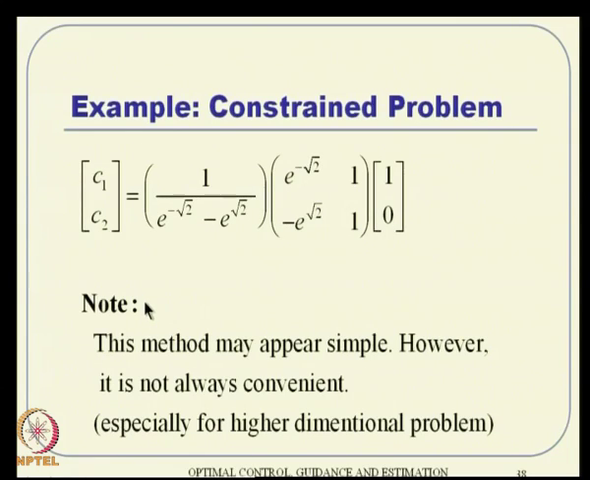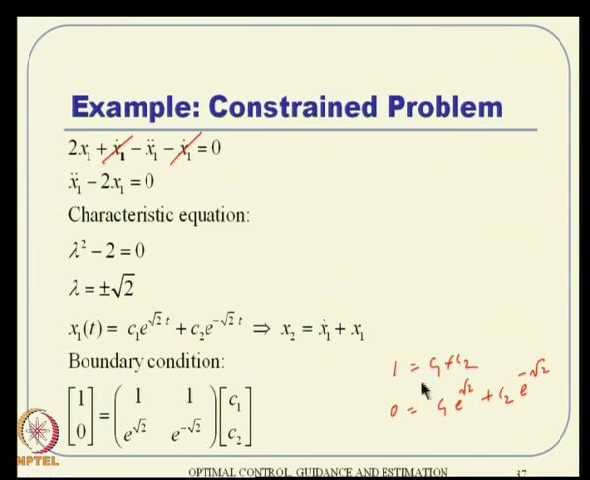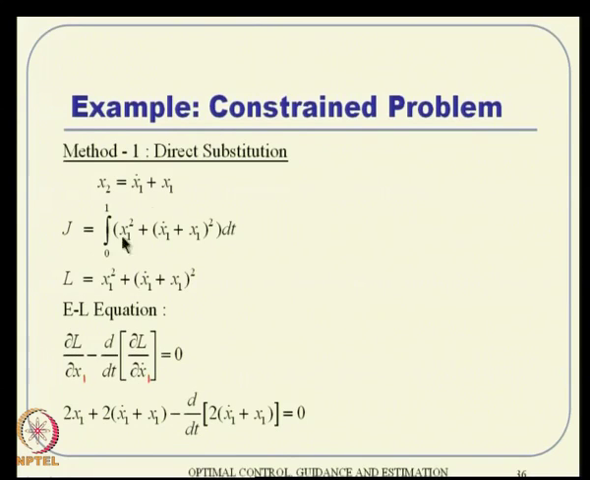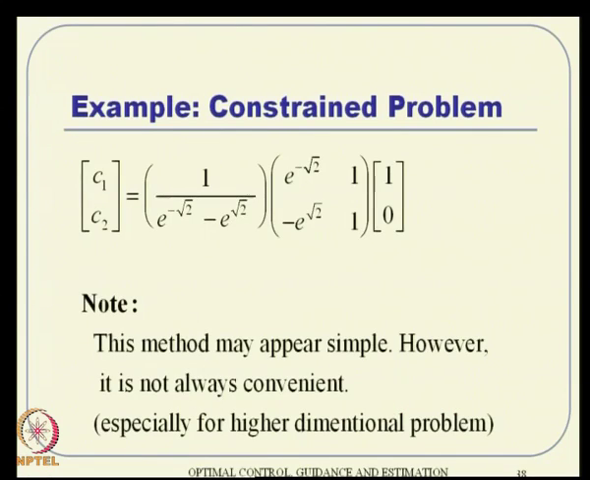Once you get the values of C1 and C2, you are done, because x1(t) happens to be like that and x2 will happen to be like that. So, this is one way of getting that. But it is not a very good way, this method of elimination, as for higher dimensional problems it may not be possible. So, we need to have a direct way of doing it.